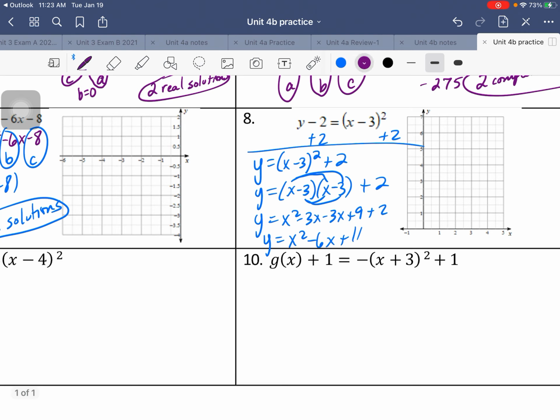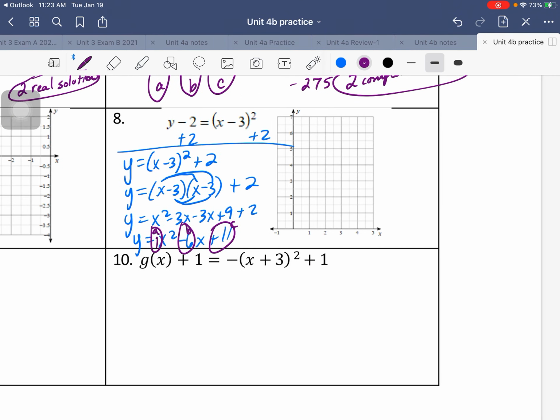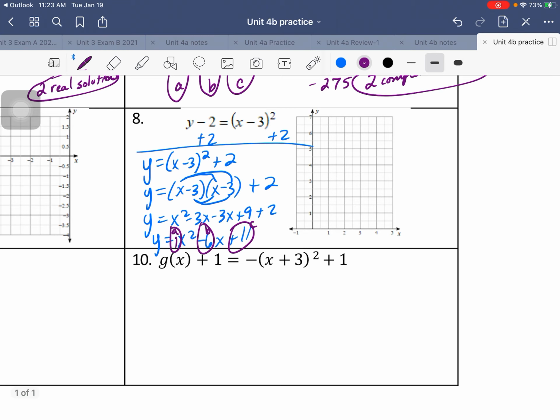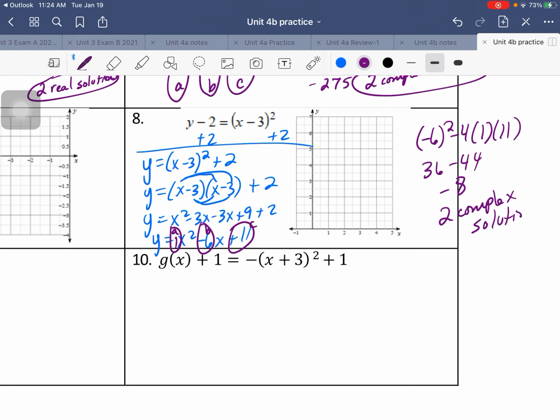Now we can tell our a, b, and c. A is 1, b is negative 6, and c is 11. So let's look at that. So we have b squared minus 4 times a times c. 36 minus 44 is a negative 8, which means there's two complex solutions. So when it comes to the graph, we will not see it cross the x-axis at all.